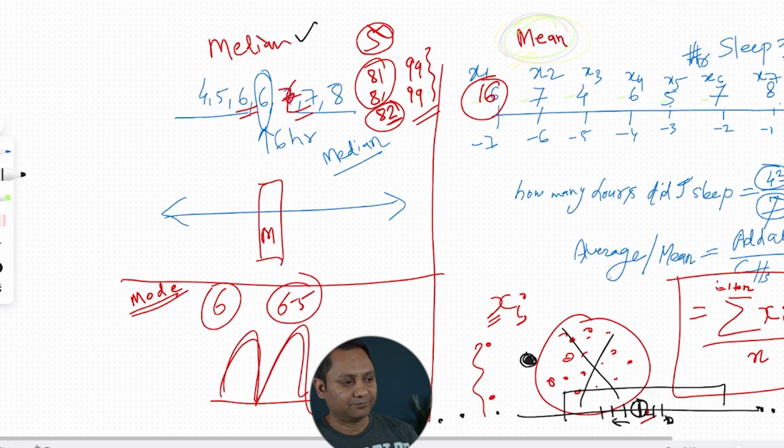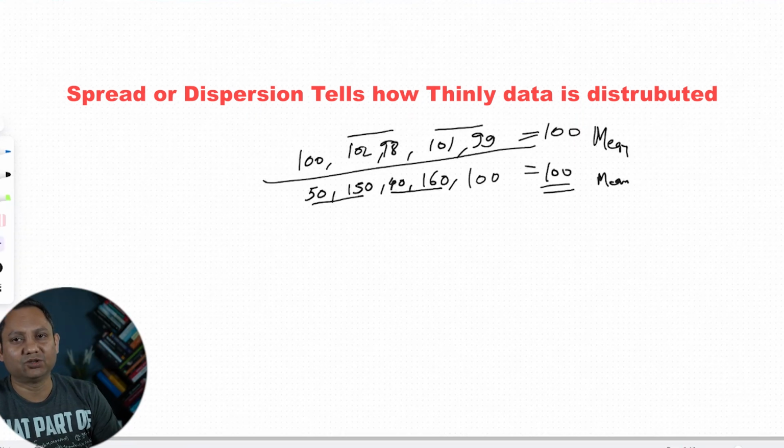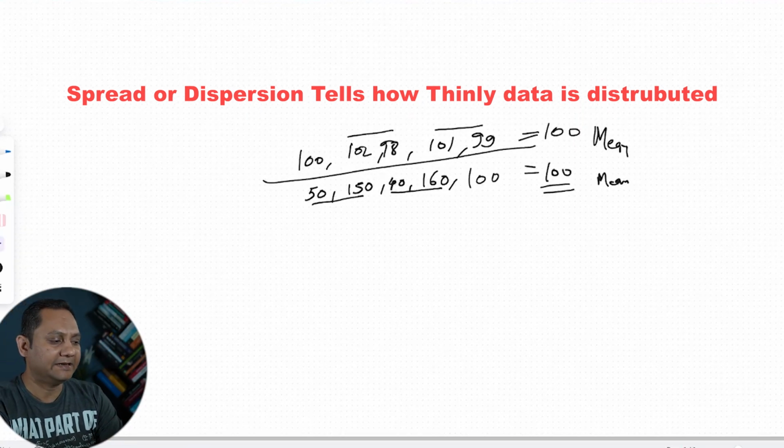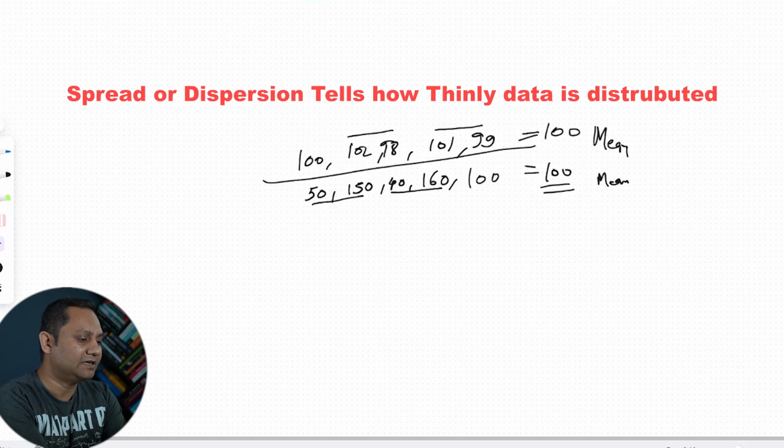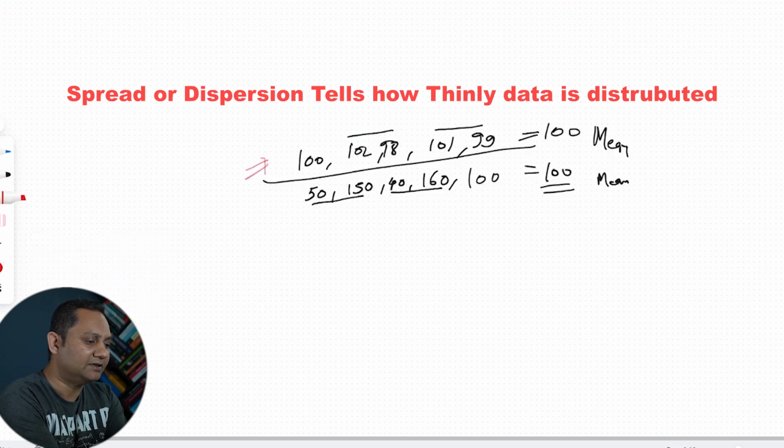So I think you now have a very good understanding of central tendency. Now let's move to spread. Looking at these two sets of numbers, you see the mean is the same. However, the first set of observations is much tighter data, because my entire data is spread around 100. My minimum value is 98. So this entire thing is spread between 98 and 102. And this other set is a lot more spread.